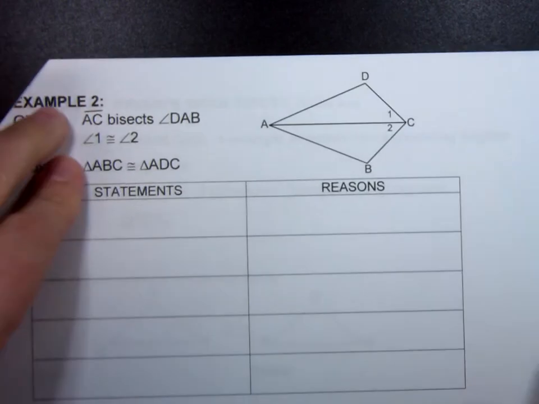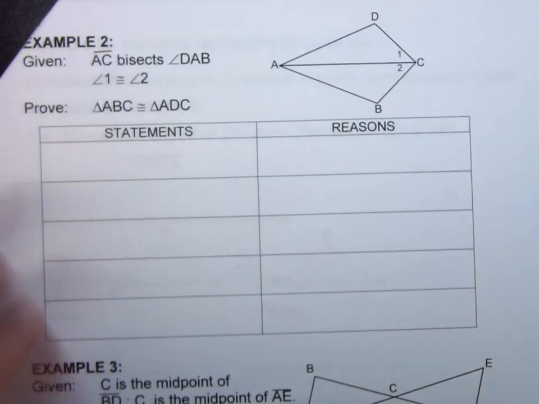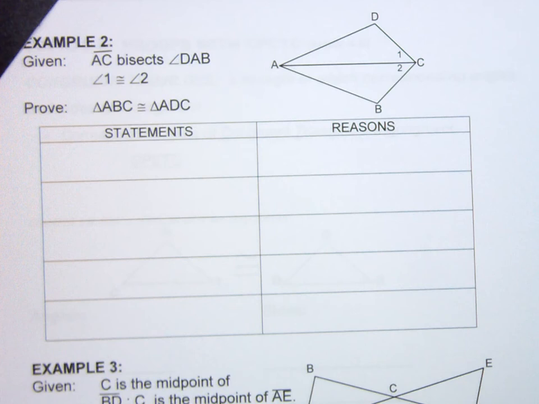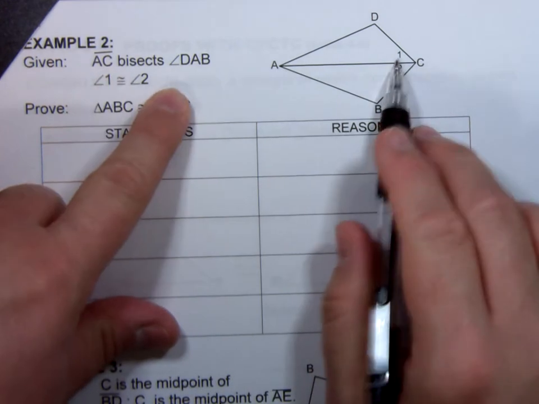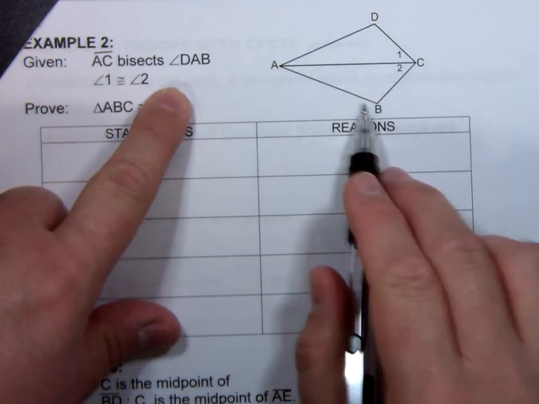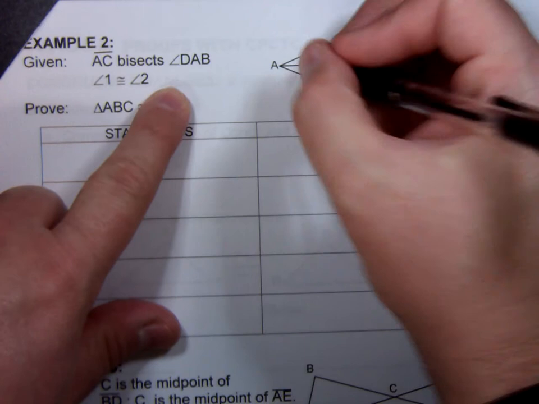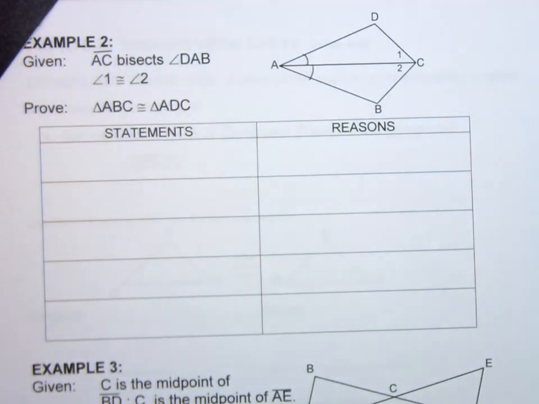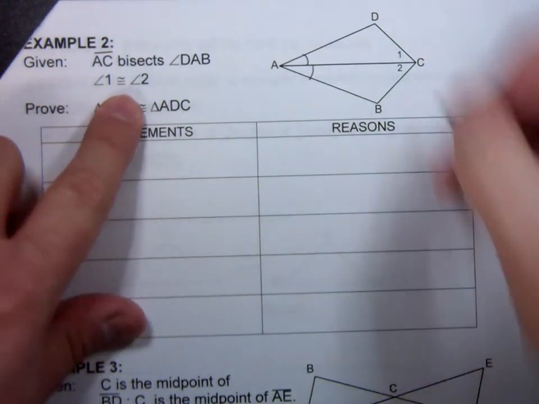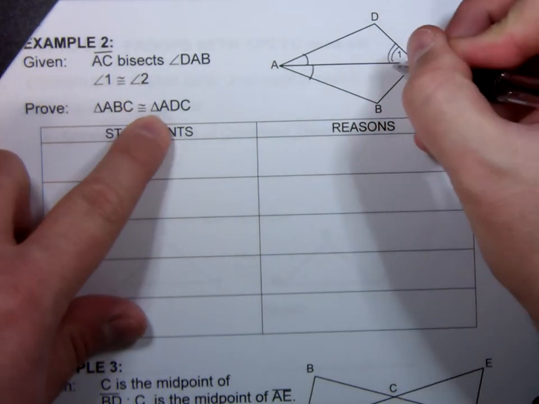Alright, let's try another one. Line segment AC bisects angle DAB. Well, I know that line segment AC bisecting angle DAB means it splits that angle into two congruent halves. So I'm going to mark those congruent. And then this tells me angle 1 is congruent to angle 2.